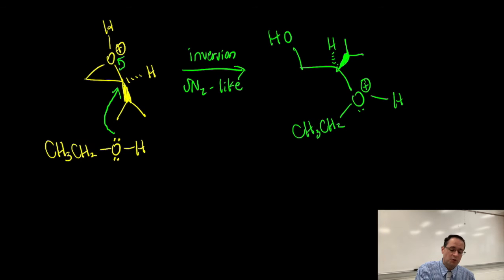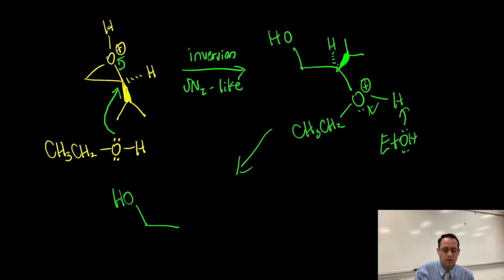And our isopropyl group is going to be on a wedge, and our hydrogen is going to be on a dash. And now we do some administrative workup. We take our ethanol and we remove this proton here to give us the neutral organic molecule.